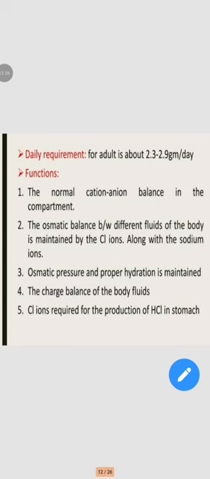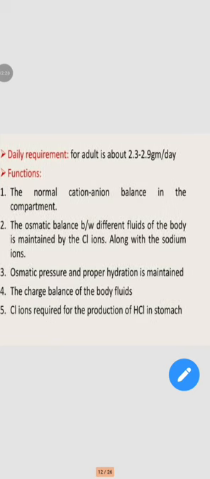The next functions of chloride: the normal cation-anion balance in the compartment. The osmotic balance between different fluids of the body is maintained by the chloride ions along with the sodium ions. Osmotic pressure and proper hydration are maintained. The charge balance of the body fluids. Also, chloride ions are required for the production of HCl in the stomach.